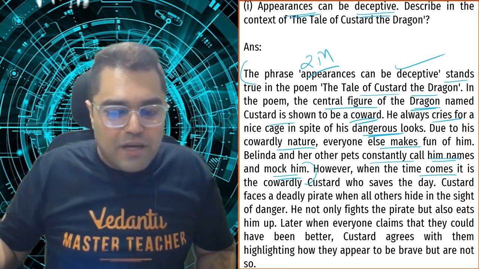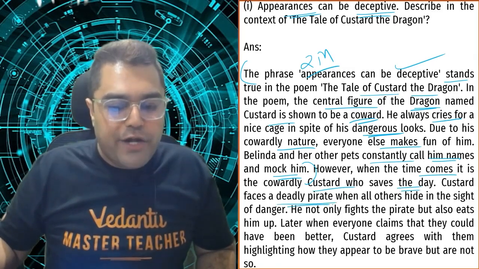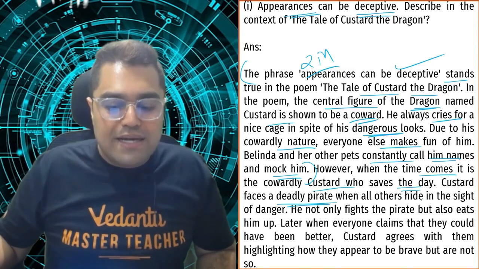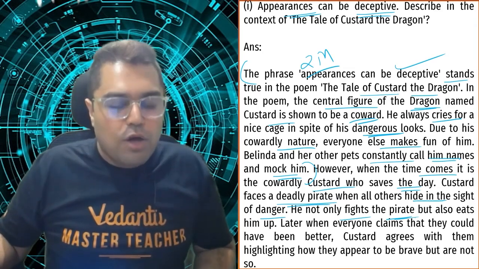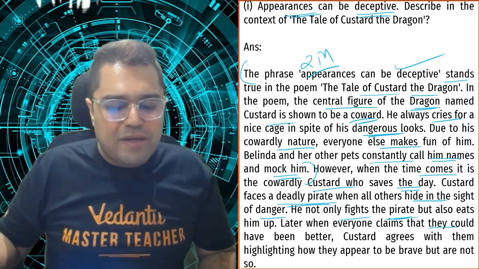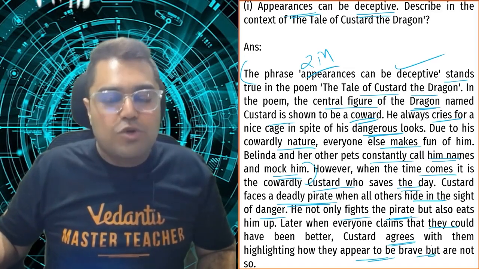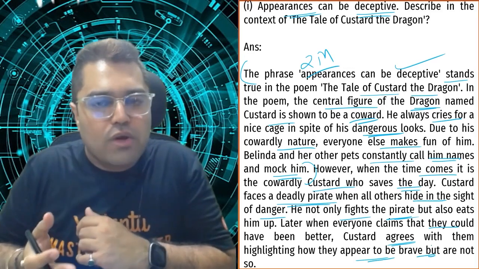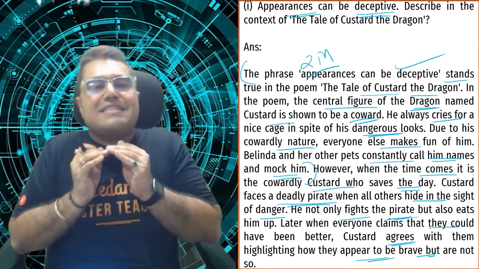So when the time comes now, the cowardly Custard saves the day. He faces a deadly pirate when all the others hide in the sight of danger. He not only fights the pirate but also eats him up. Later, when everyone claims that they could not have been better, Custard agrees with them, highlighting how they appear to be brave but are not. It's the other way around. Custard goes ahead, fights, eats, again becomes the same thing.